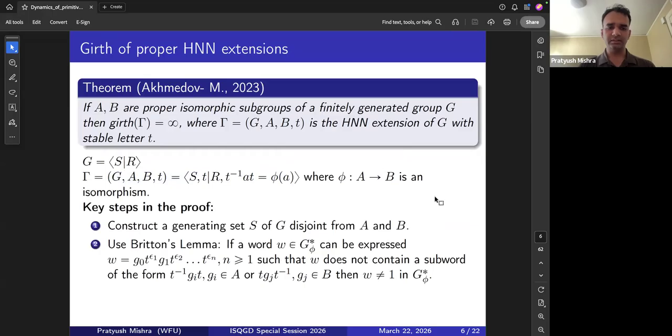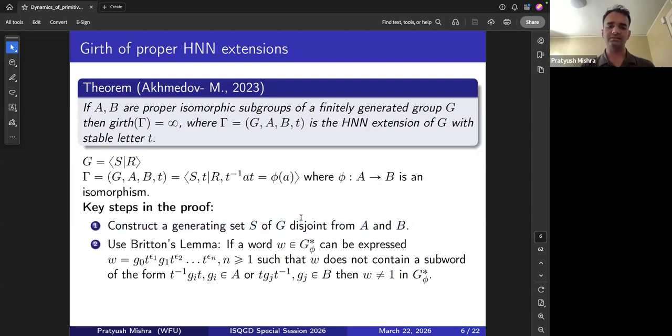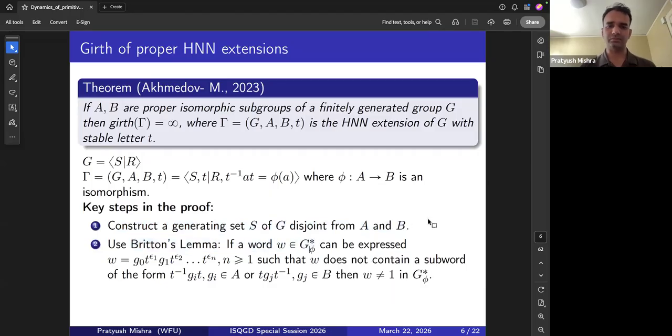So the key construction in the proof is just some use of Britton's lemma. That's something one uses to decide when a word is non-trivial in the HNN extension. And then there is a clever first step of getting a generating set which is disjoint from A and B. And then we use Britton's lemma to play a ping pong dynamics, and that somehow guarantees the infinite growth.